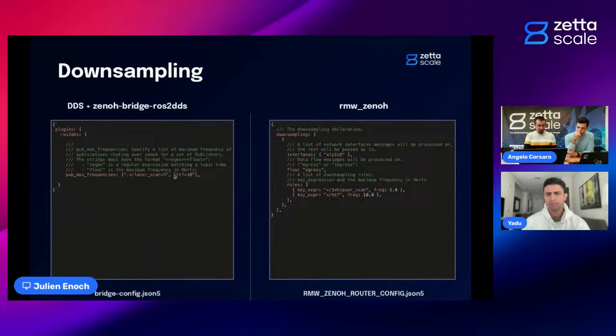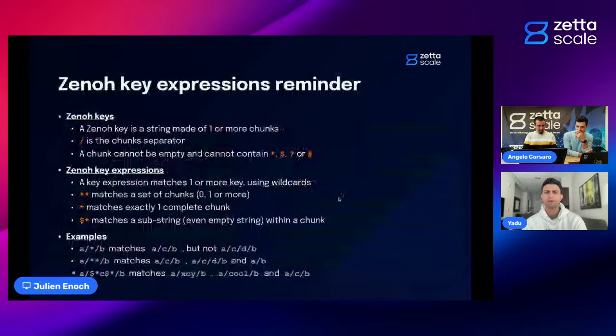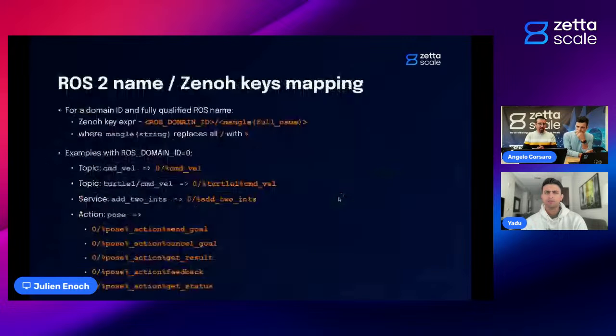Okay, same for /tf. I just need to have a star here for the domain ID, and then again, domain ID. These are ROS concepts projected. Yes, exactly, as we will see how they are mapped. So let's see now how ROS names are mapped to Zenoh keys, because that's quite important to understand the way to configure the downsampling and also the access control.